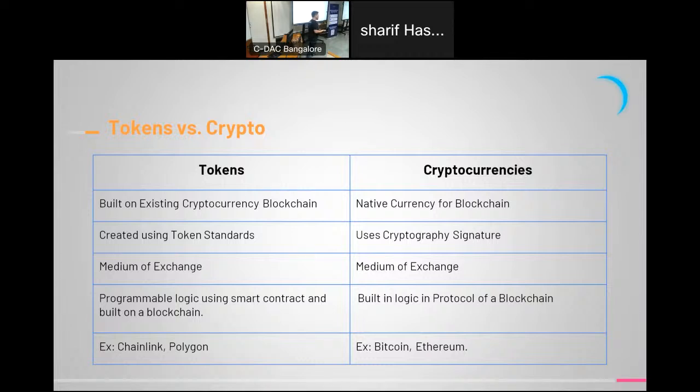There are various kinds of tokens. On Ethereum, there are ERC-20 tokens, which are used for transactions. There are ERC-1155 tokens, which are used for NFTs, which we talked about.